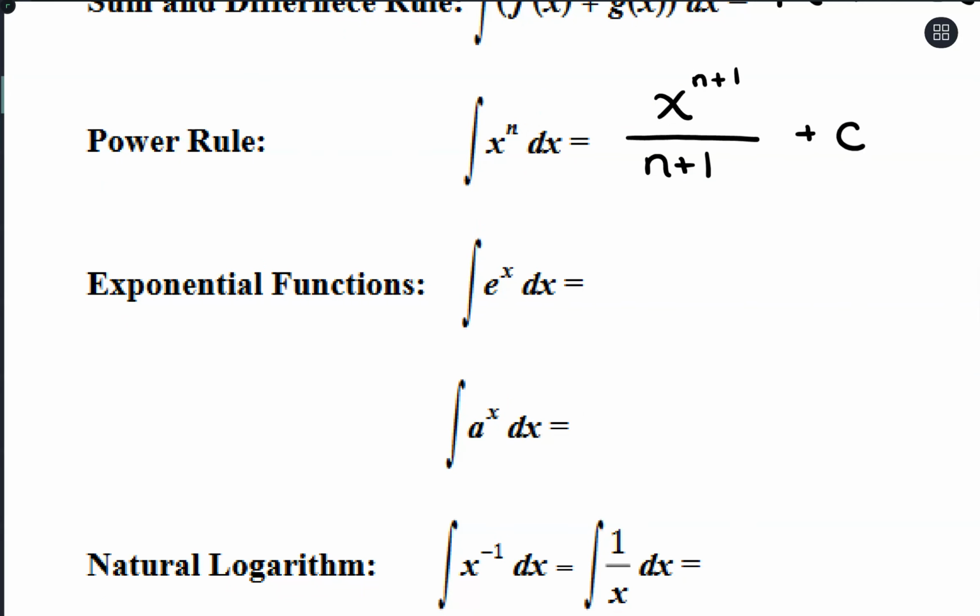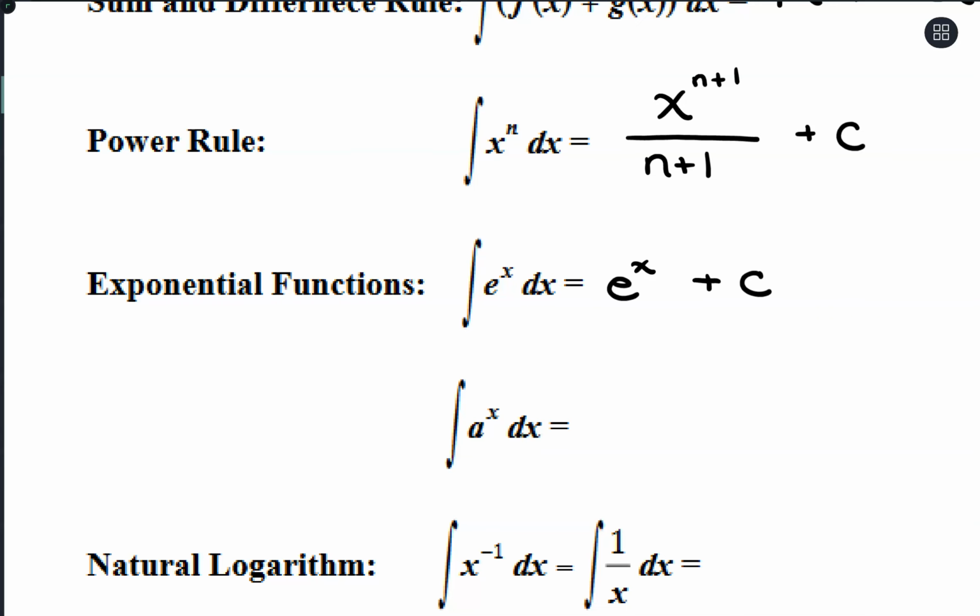Exponential functions, if we're taking the antiderivative of e to the x dx, e to the x just stays the same. So it works in both directions, taking the derivative or the antiderivative. It just stays e to the x, and then we'll have a plus c when we take the antiderivative.